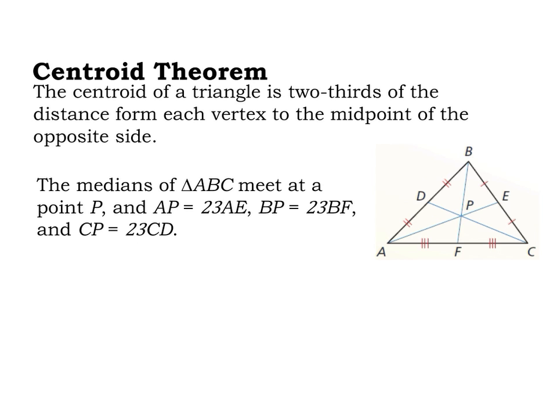So in this picture, the medians of triangle ABC meet at a point P, which is the centroid, and that means that the length of AP is 2/3 of the length of AE. The length of BP is 2/3 the length of BF, and CP is 2/3 of the length of CD.